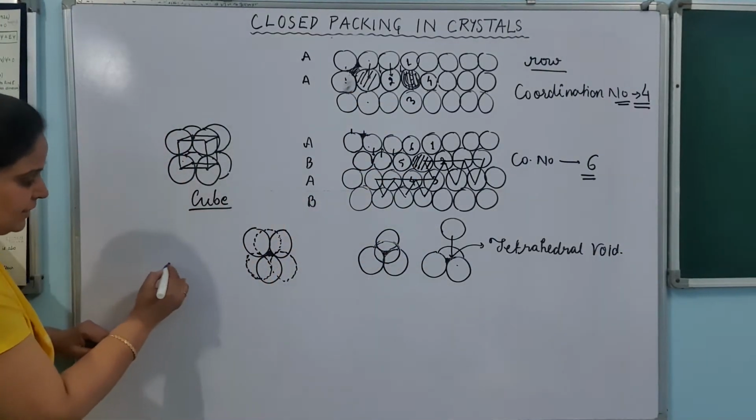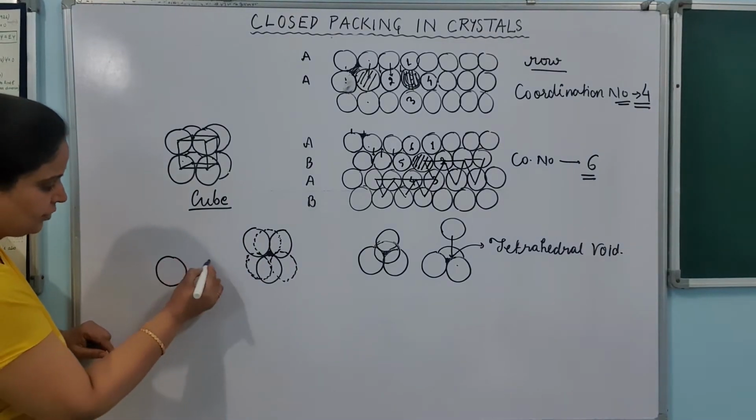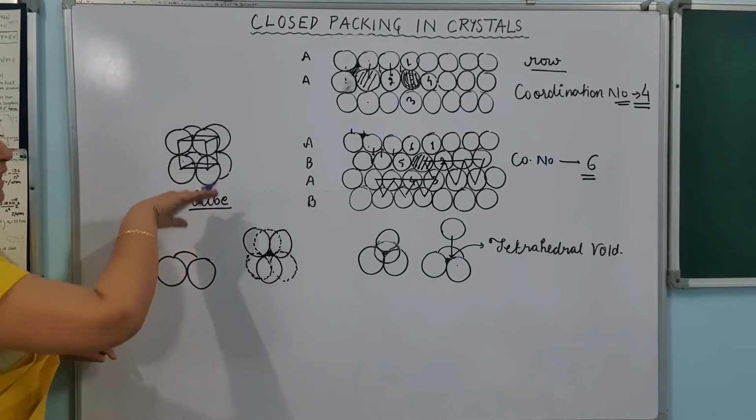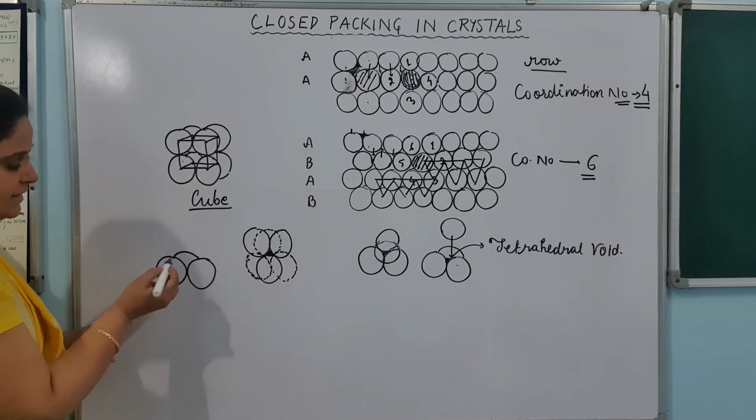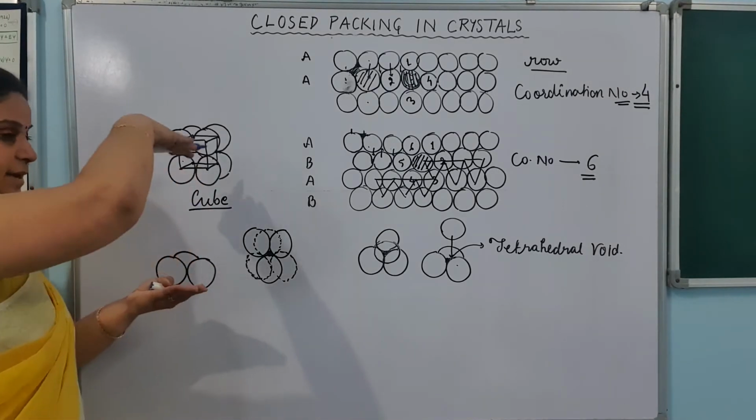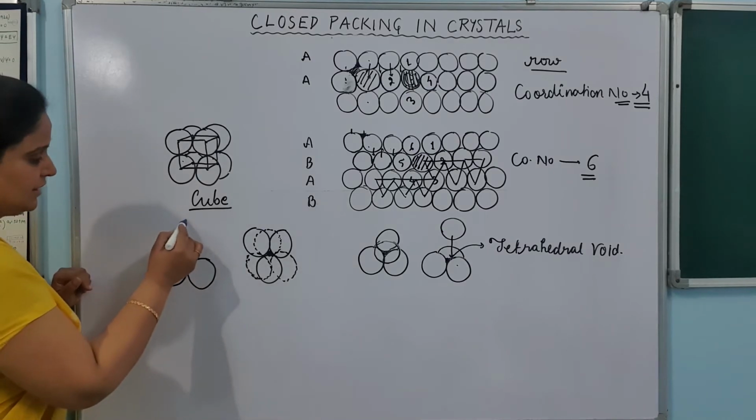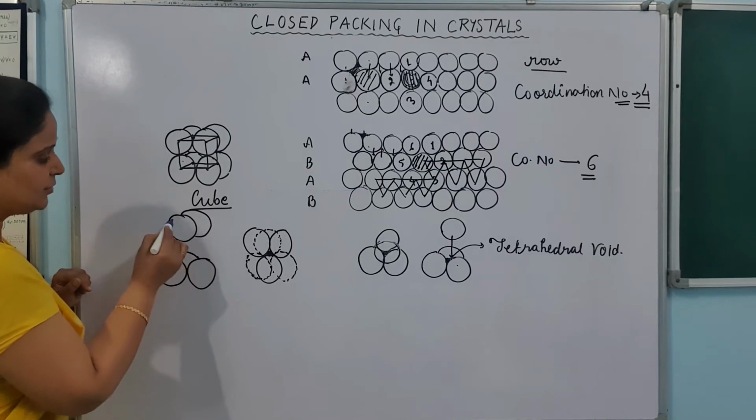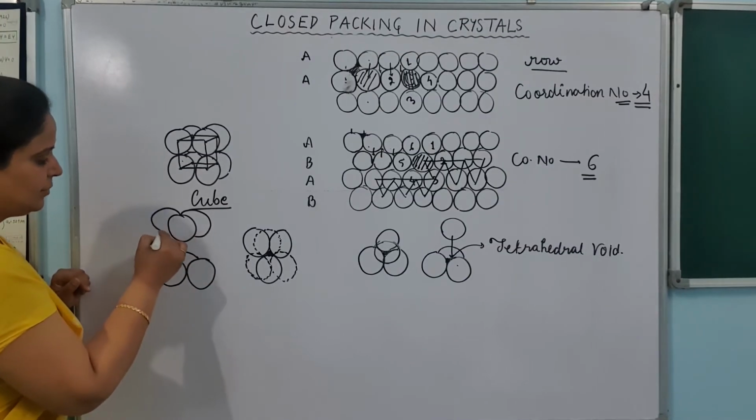So look at this again. 1, 2 and this another ball at the back side. You can understand, I think. And the other way is that I am going to keep the other balls. This is the front ball this time. This is a back side ball and this is also a back side ball.